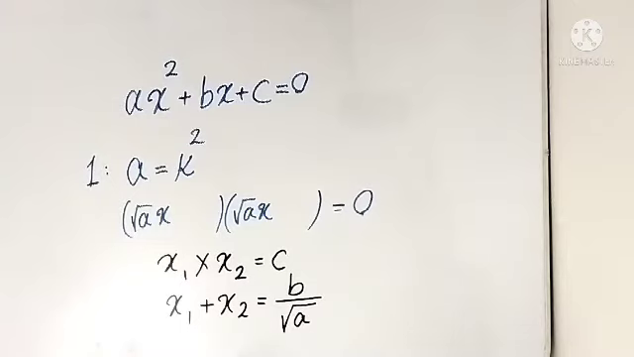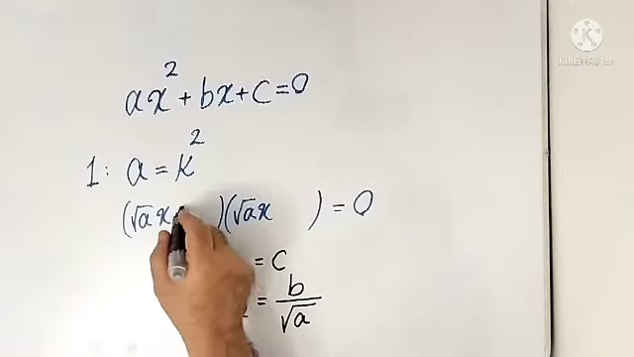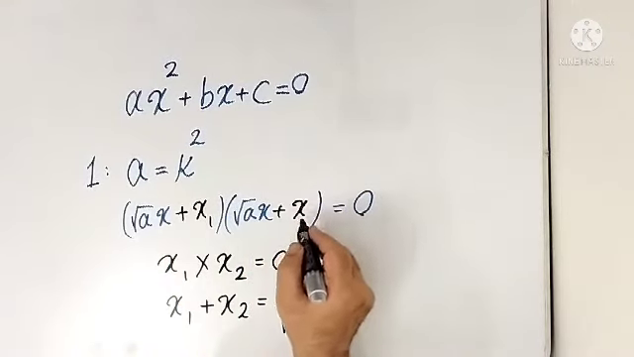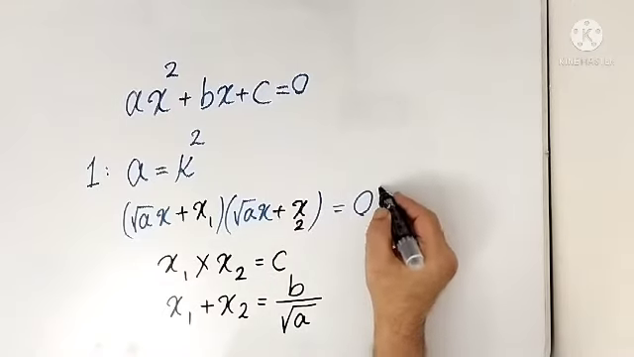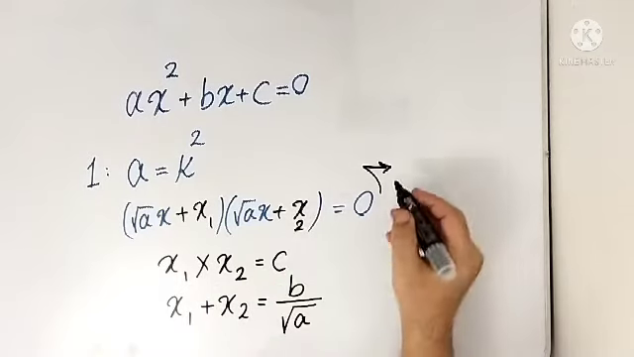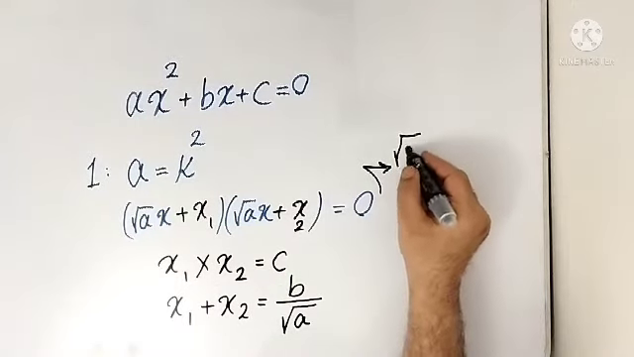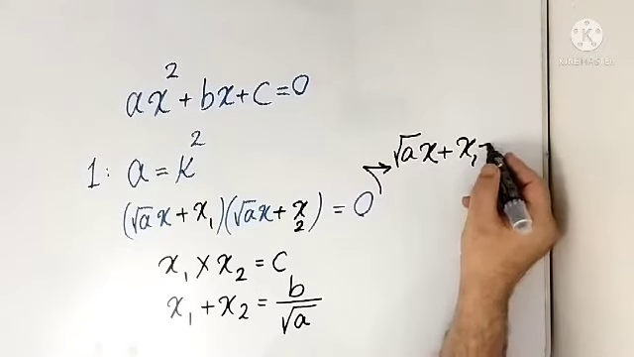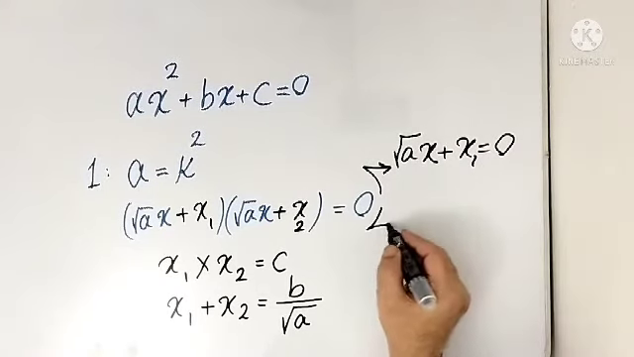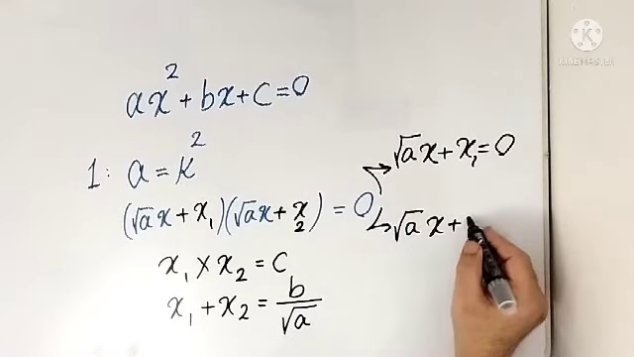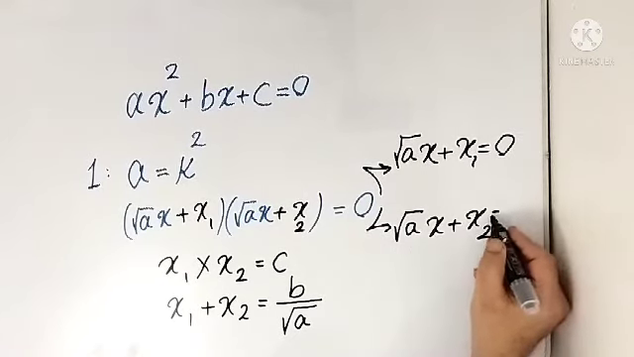Then we must put these numbers in parentheses, then set each of these parentheses equal to 0 and solve these equations.